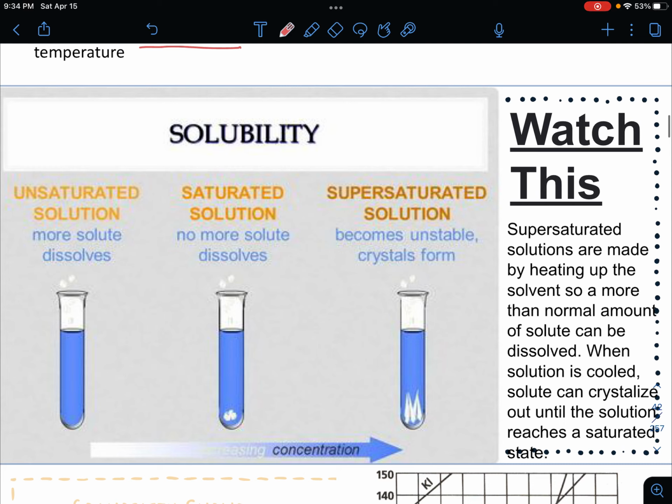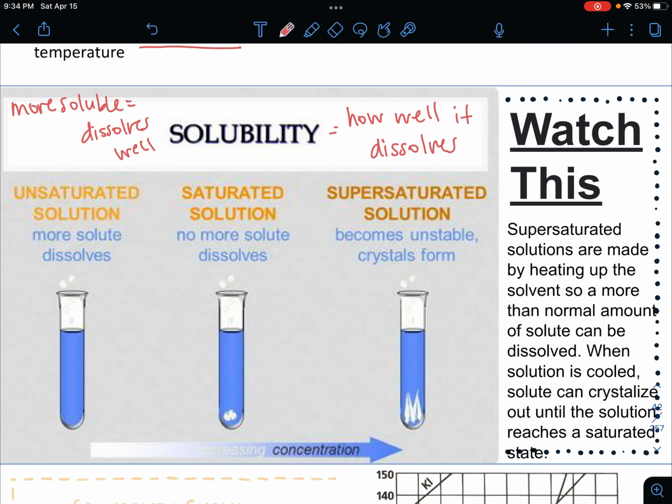So in general, when we're talking about solubility, we can use a few different terms to describe that. When we say something is soluble, we're saying essentially how much dissolves. If we say something is more soluble, that means it dissolves well. Like sugar, for example. Sugar is very soluble. It dissolves in water.